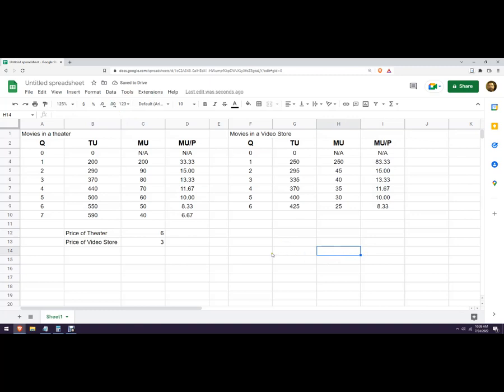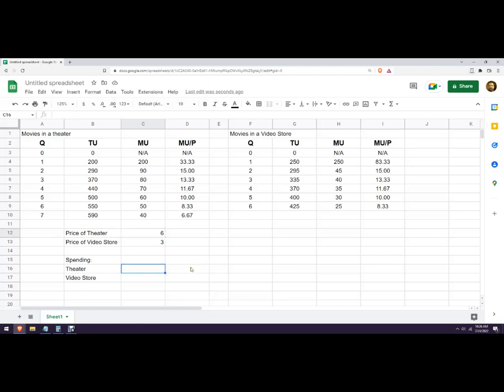And now I've got an amount, and then I want to know total spending. You could do this in your head if you want. So total spending on videos. Let's do theater first, and then we'll do video store. I'm going to go with price of this times however many times you go to the movies.